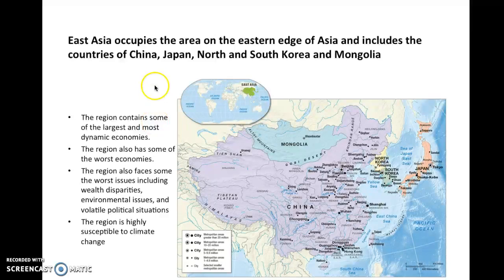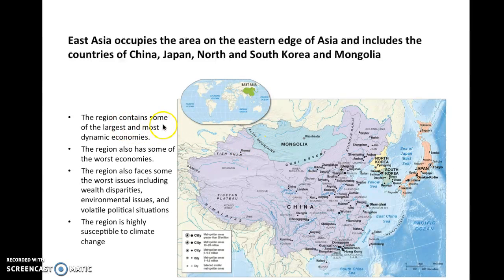So East Asia occupies the region on the eastern edge of Asia and includes the countries of China, Japan, North and South Korea, and Mongolia. You can see each of the countries here. It's this large region. If you go due west or due east of here, you hit the west coast of the United States and North America.